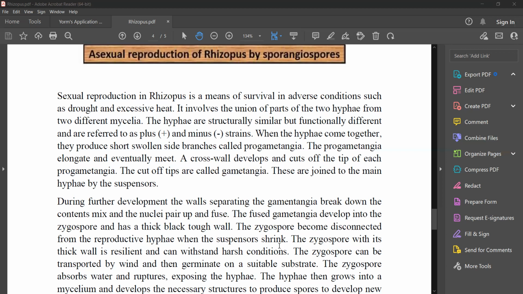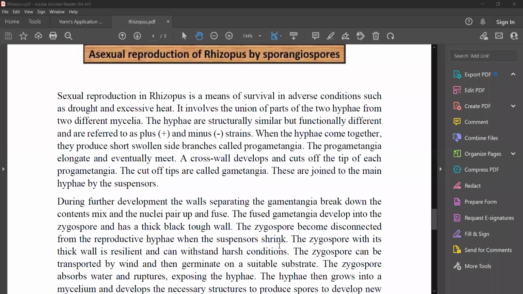So they swell up and they keep moving towards each other. So you have the two hyphae side by side, then you have the progametangia being formed, moving together. Then as they meet, a cross wall develops, and then the tips of these progametangia are cut off, and now they become gametangia. So before they become gametangia, that's what happens. They keep growing together till they meet. The cross wall forms, the tips are cut off. Then you have the gametangia being formed.